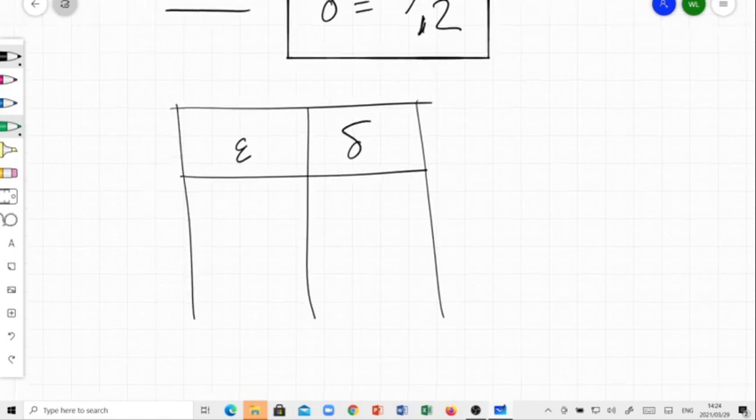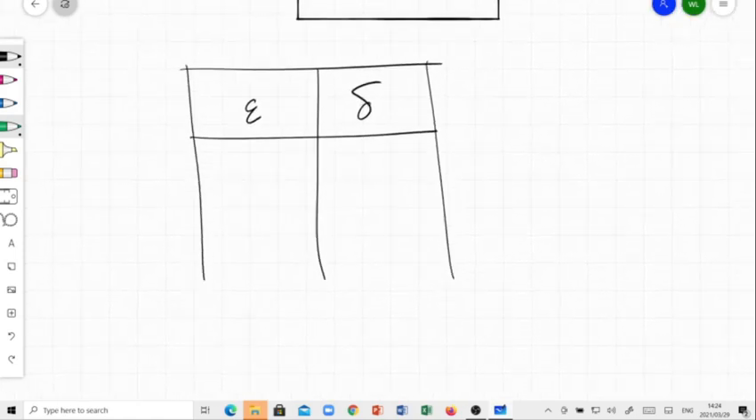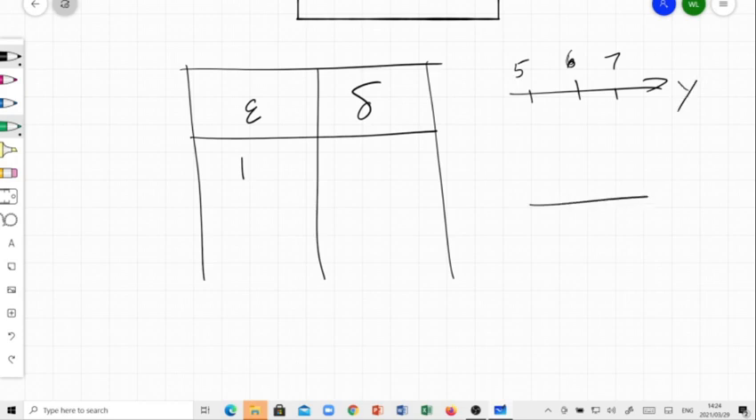So think of this as a challenge. I want all my f of x's, or my y's, to be within, let's say, distance 1 of 6. So in this case, there's 6. Distance 1 of 6 means 7 and 5, okay? So my job is to find x's around 3 such that, without exception, all of these x's are doubled up into 5 and 7. Okay, so let's see that.